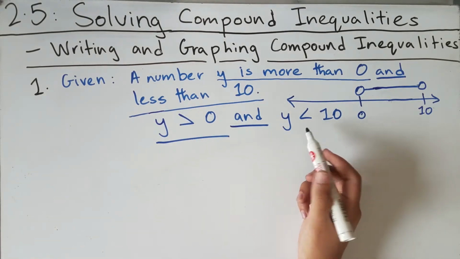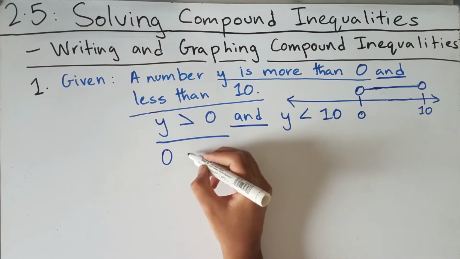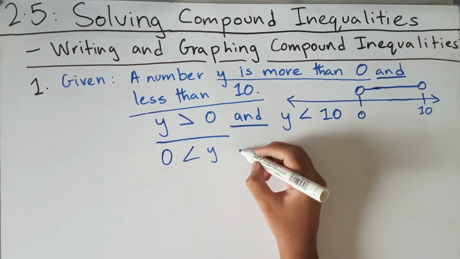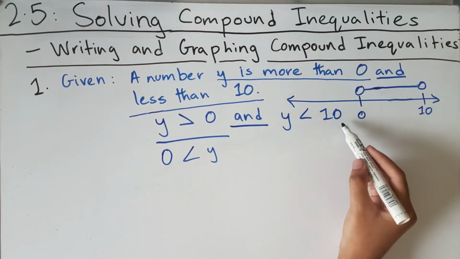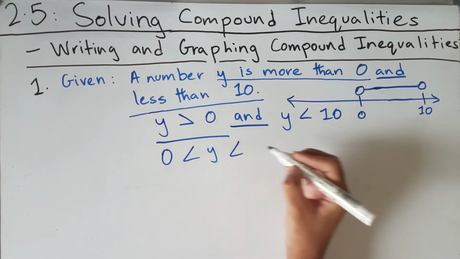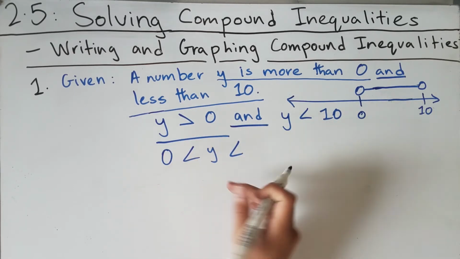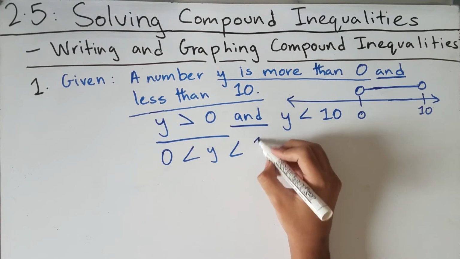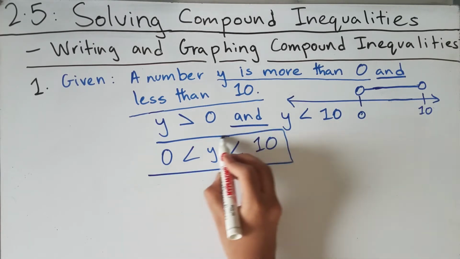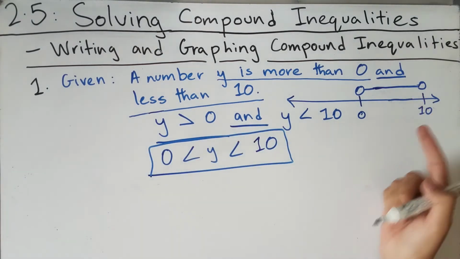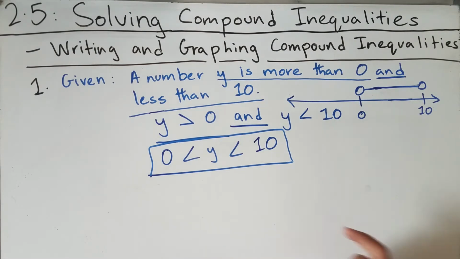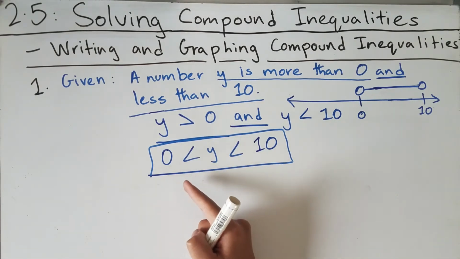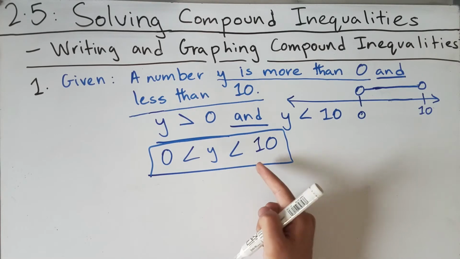Now there's another notation of how you can write y is greater than 0 and y is less than 10. Well, you can flip this one to say 0 is less than y, and then we also know that y is less than 10, so we can simply turn the two y's into one y and bring this part back here. So this is our compound inequality, and this is the graph that we get for this compound inequality. So y is greater than 0, but it also has to be less than 10.